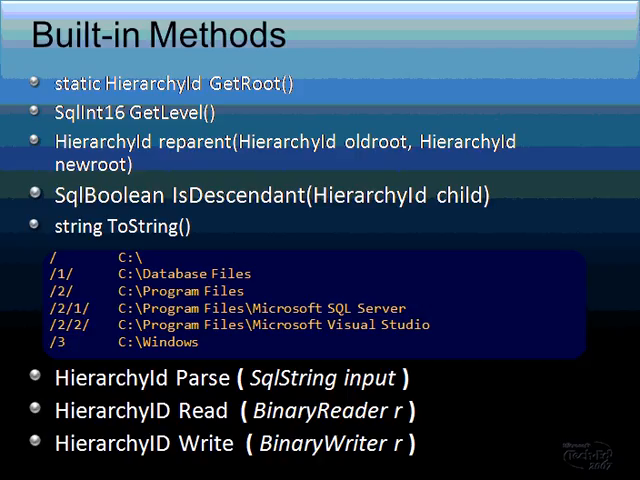And the last three methods, Parse, Read, and Write, provide conversion semantics for you to convert between binary and string values of the hierarchical ID, because internally the hierarchical ID is stored as varbinary. As I mentioned, we have a special storage semantic for the stored value. By using these three methods, you can convert back and forth between each type and the internal values.